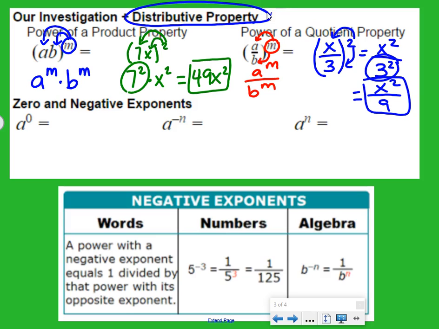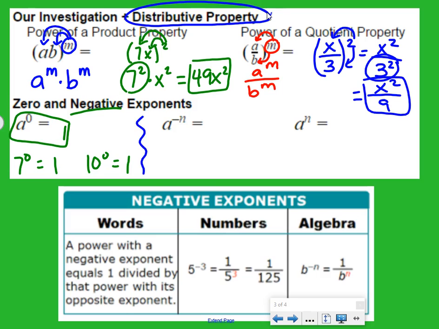Last piece is 0 and negative exponents. Anything taken to the 0 power is 1. So 7 to the 0 power is 1, 10 to the 0 power is 1, 1 million to the 0 power is 1. Anything taken to the 0 power is 1.